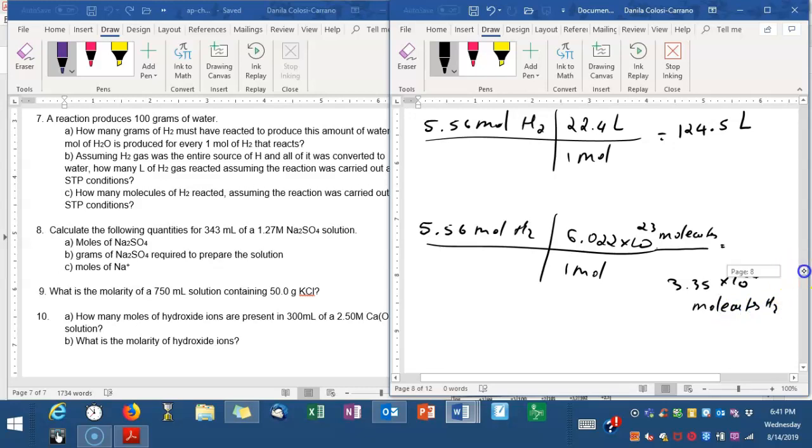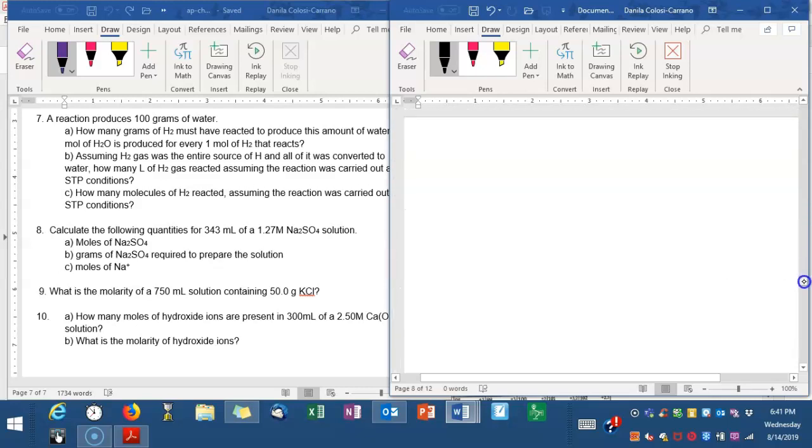And then 8. Calculate the following quantities. So you have sodium sulfate in solution, and you have 1.27 molarity, so moles per liter, and you also have 0.343 liters. So this means you have 1.27 times 0.343, so you have 0.436 moles of sodium sulfate.